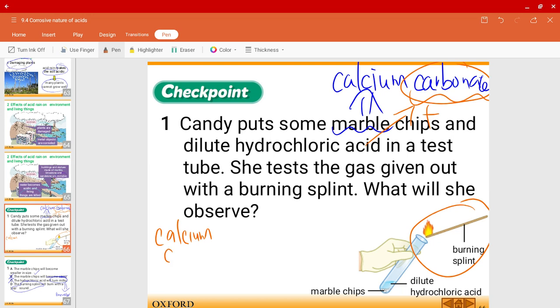So let me write it over here. Calcium carbonate plus the acid. What will you get? Remember, you'll get a salt. What else will you get? Water. What else will you get? Carbon dioxide.